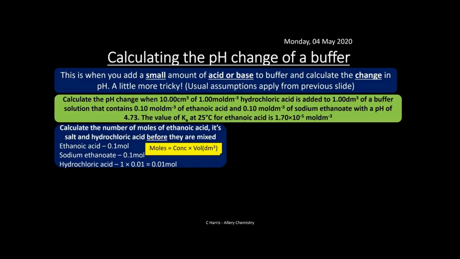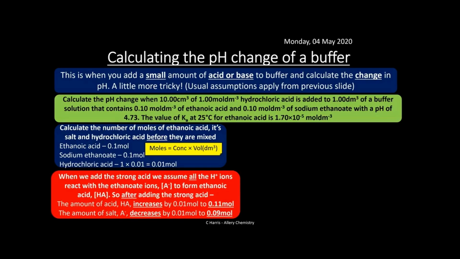Okay, first thing, we need to calculate the number of moles of ethanoic acid, its salt and hydrochloric acid before anything. If in doubt, work out the moles. That's what I always say. So, first of all, we have 0.1 moles of ethanoic acid. Remember, moles is concentration times volume. Before we mix anything, we've got a beaker of ethanoic acid with that amount in there, a beaker of its salt, which is 0.1 moles, and a beaker of the strong acid that we're going to add to the buffer, which is 1 × 0.01, which is 0.01 moles. So work out the moles of everything.